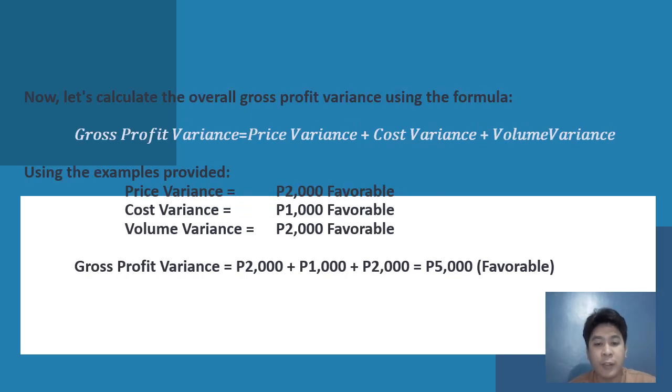From the example, the price variance is equal to 2,000 pesos. The cost variance is equal to 1,000 pesos and the volume variance is equal to 2,000 pesos. If we are going to compute the gross profit variances, we are going to add the price variance, the cost variance, and the volume variance. So here in our example, we can get a gross profit variance of 5,000 pesos.